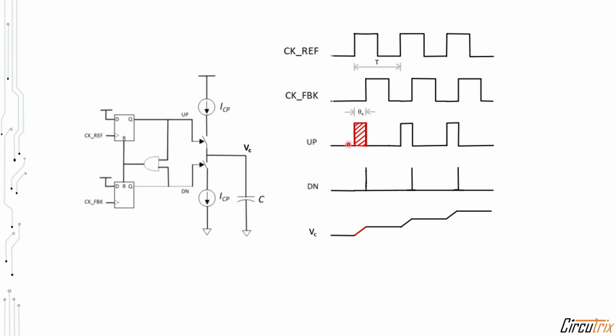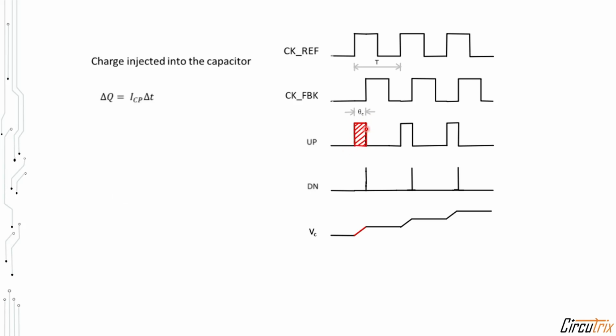Okay, so now we can calculate the charge deposited into the capacitor by taking the area under this red color rectangle. So if delta T is the phase difference and ICP is the charge pump current, then change in charge is given by ICP into delta T. Now we have to replace this delta T with theta E, which is in terms of phase. If delta T is over a period of time T, then theta E is over 2 pi radians. So now replacing this delta T, we will be getting the total charge injected into the capacitor.